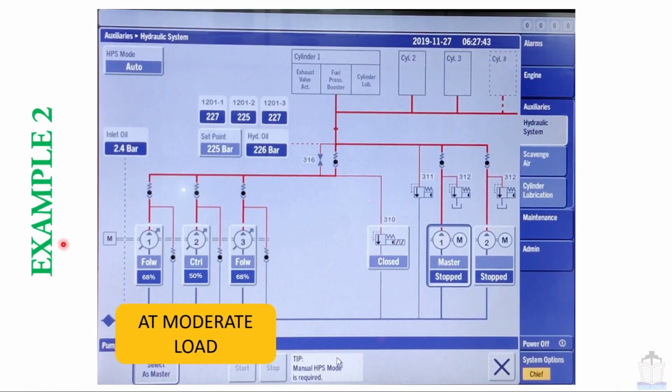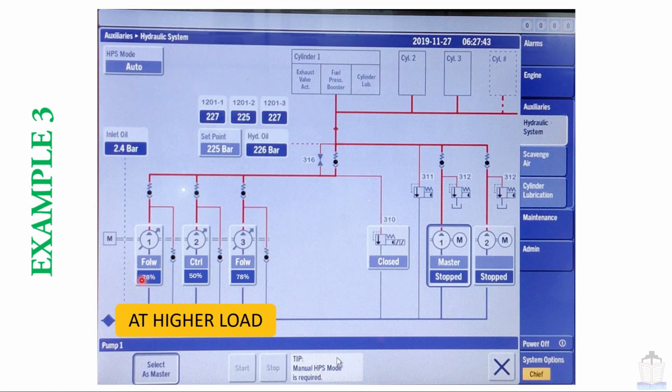Now in example number 2, the engine is assumed to be at moderate load. In that case, the control pump will run at 50% load and follow pumps will run at more than 50% load, say 60% or 70%, like that. In the next example, example number 3, the engine is assumed to run at higher load, and in that case the control pump will run at 50% load and follow pumps will run around 75%, 80% load.